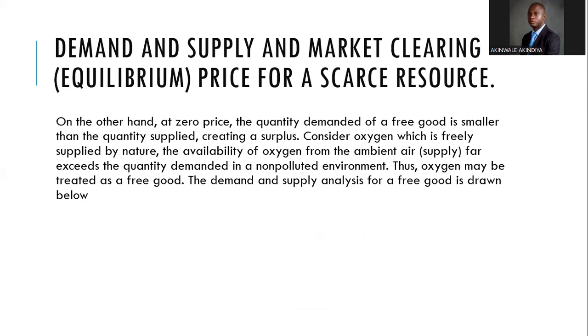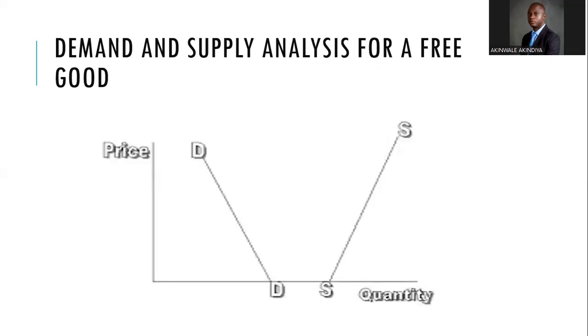So consider oxygen, which is freely supplied by nature. The availability of oxygen from the ambient air supply far exceeds the quantity demanded in a non-polluted environment. Thus, oxygen may be treated as a free good. The demand and supply analysis for a free good is drawn below. Oxygen is a very good example. So look at the demand and supply analysis for a free good.